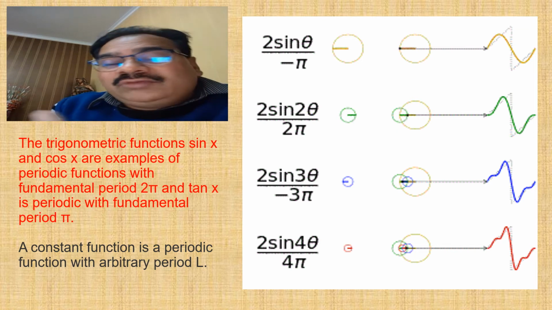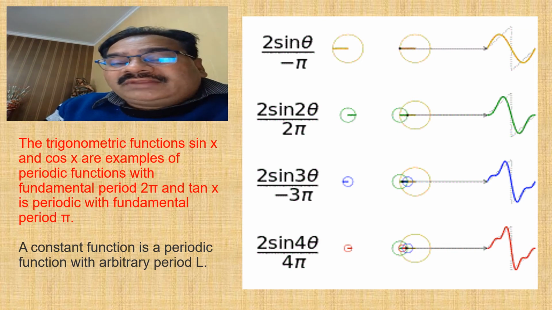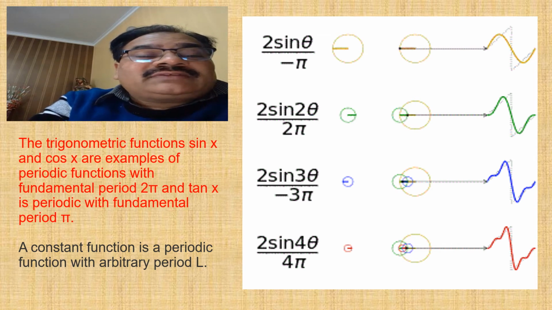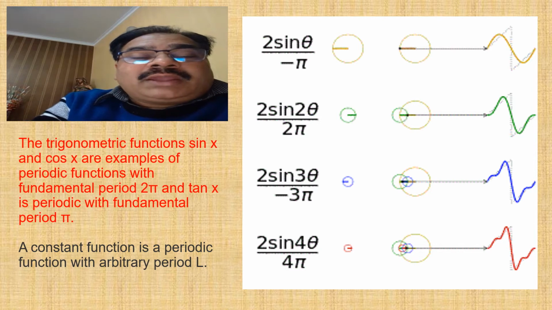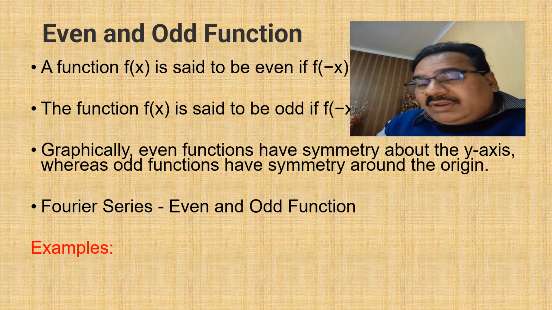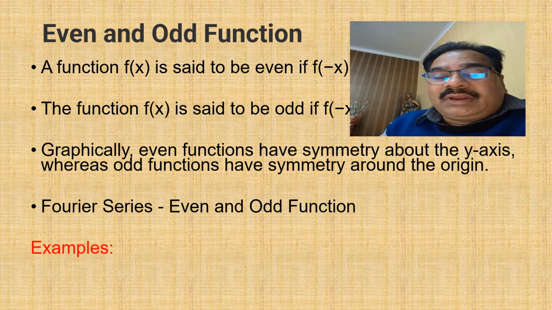Otherwise 2n pi you can say is the period, but putting n equal to 1, the fundamental period is 2 pi. The trigonometric functions sin x and cos x are examples of periodic functions with fundamental period 2 pi, and tan x is periodic with fundamental period pi. A constant function is a periodic function with arbitrary period L. So this is the case of periodicity, and what we mean by a periodic function.